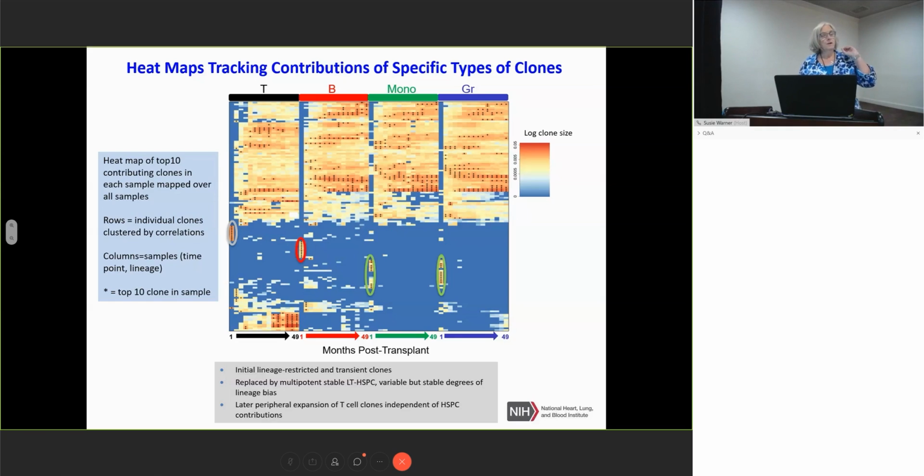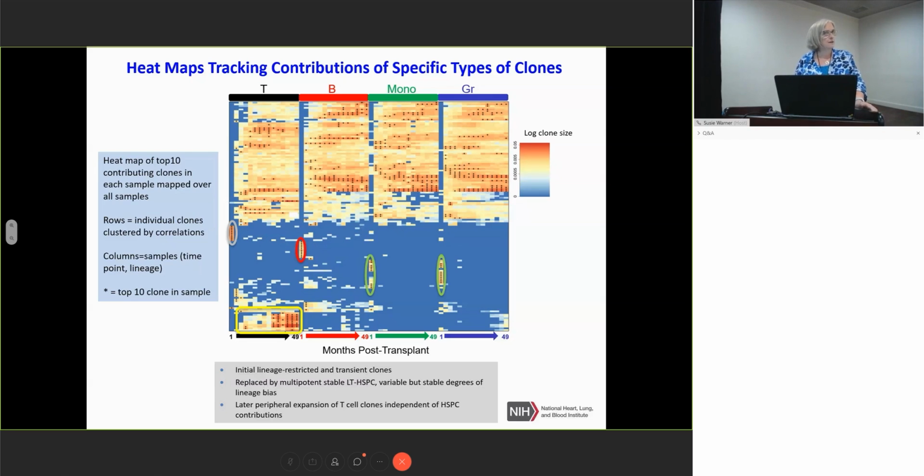and we can find evidence for rapidly engrafting and then disappearing committed progenitors that are different in each lineage that disappear by 2 months post-transplant, and they're replaced by multi-lineage clones shown across the top that contribute at relatively similar levels to all the different lineages.